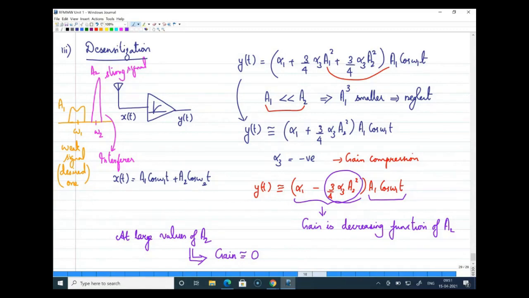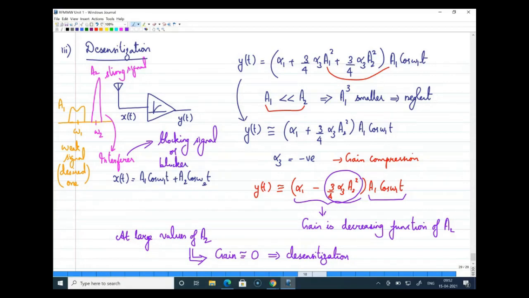Now, if the gain to this weak desired signal is becoming 0, what is basically happening? A strong interferer which is accompanying your weak desired signal is desensitizing the circuit, or the presence of the strong interferer is making your circuit insensitive to your desired signal. I call this phenomenon desensitization. And in such cases, we call this interferer a blocking signal or blocker.